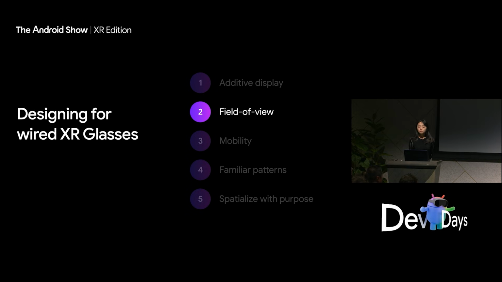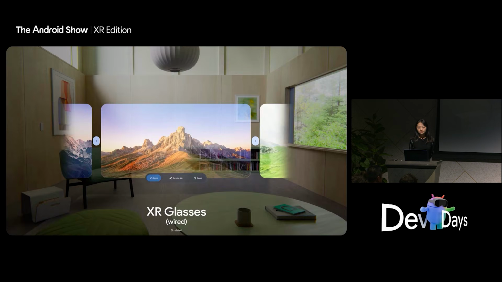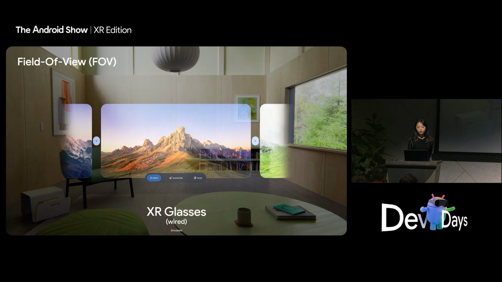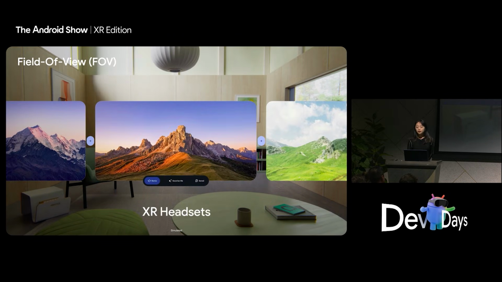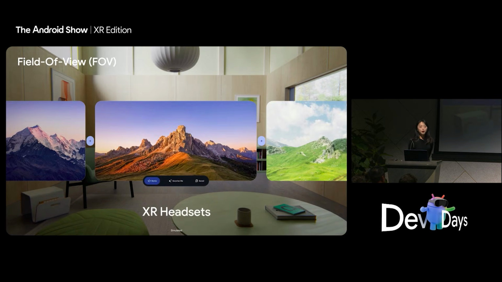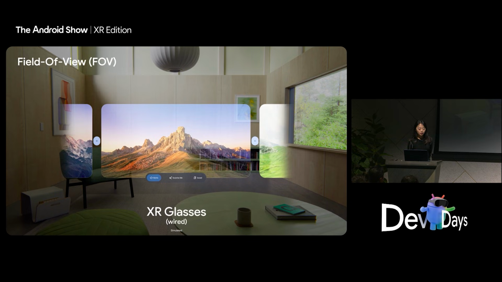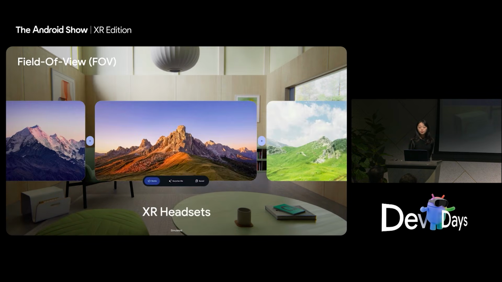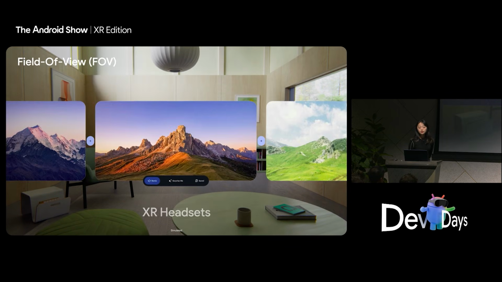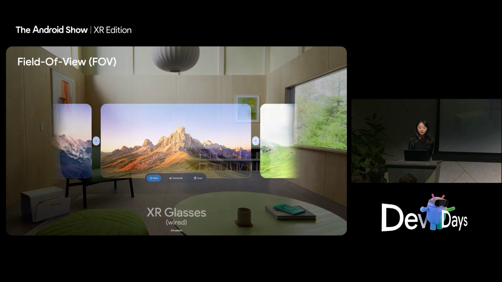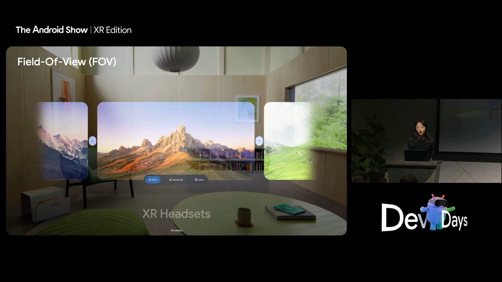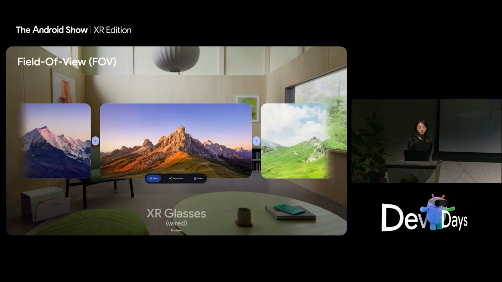Next up is field of view. In general, wired XR glasses have a smaller FOV than headsets. The FOV of Project Aura is 70 degrees compared to roughly 110 degrees for headsets. While expansive UI can be partially rendered outside of the FOV on glasses, the amount of content a user can see at a glance is not significantly less, since the extra FOV on headset is mostly peripheral.